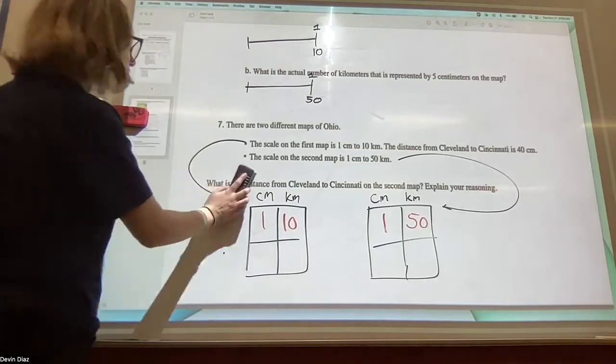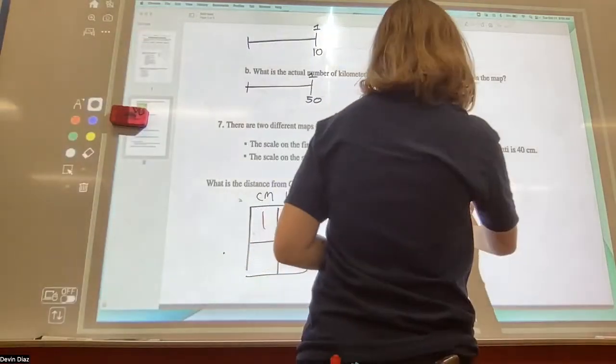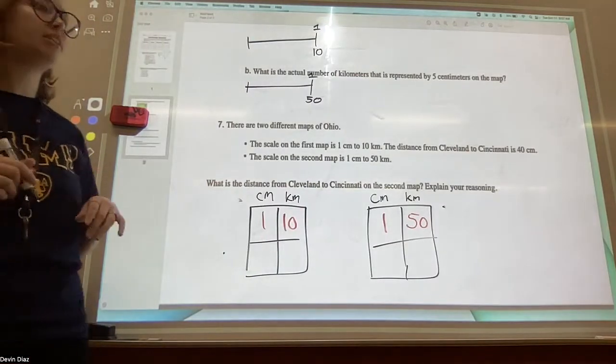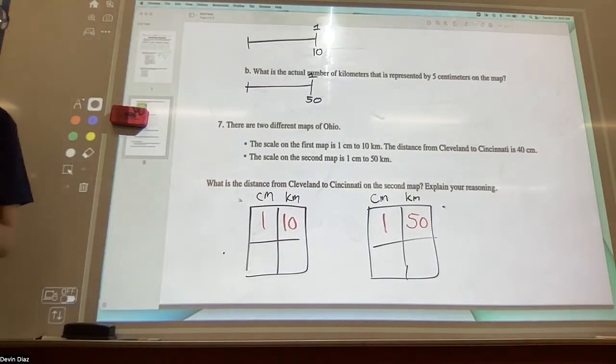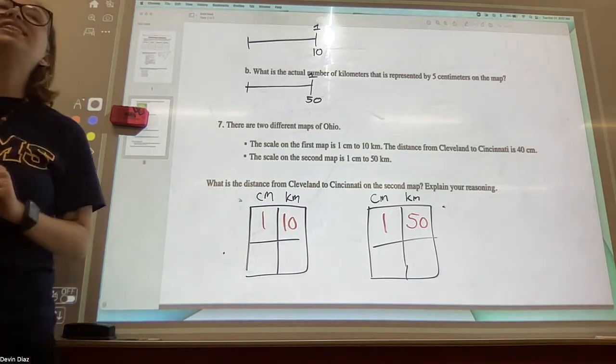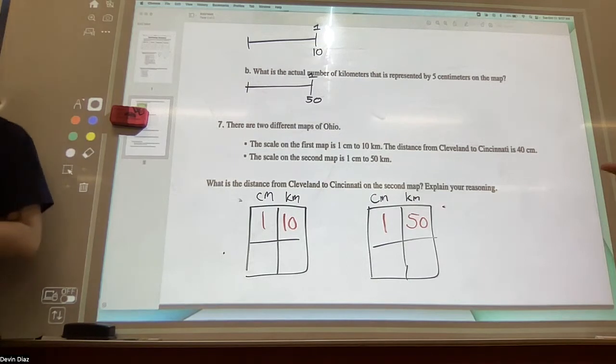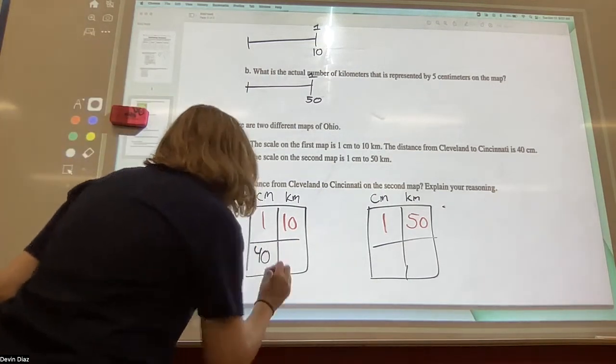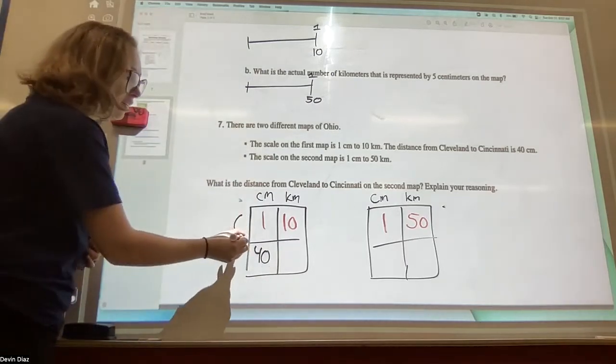I want us to raise our hand when we hear an important piece of information. I've already read the scale. So we did this. The scale of the first map is 1 centimeter to 10 centimeters. Ready? The distance from Cleveland to Cincinnati is 40 centimeters. Excellent. Point to the side of the room that it's going to go on. Perfect. I'm going to put it in my original. 40. Easy peasy, you guys.